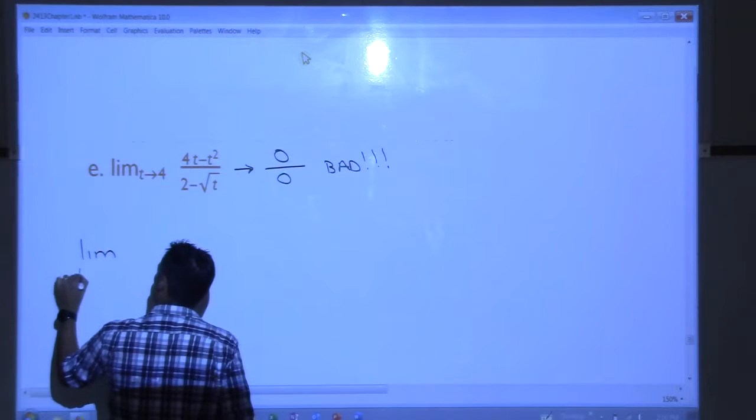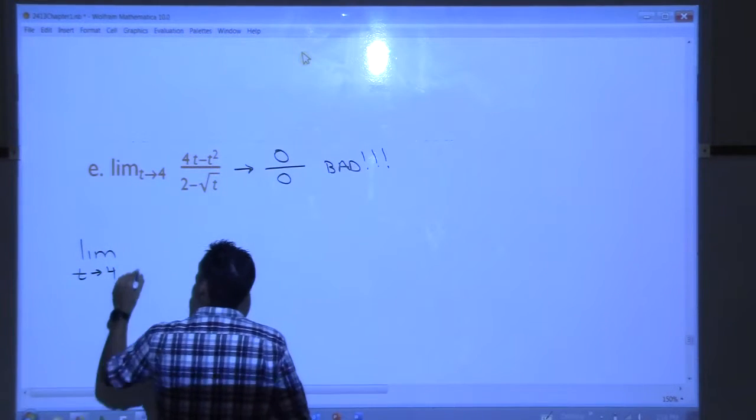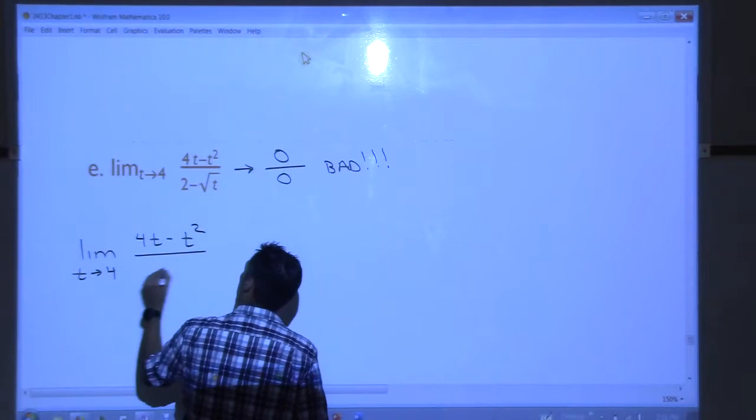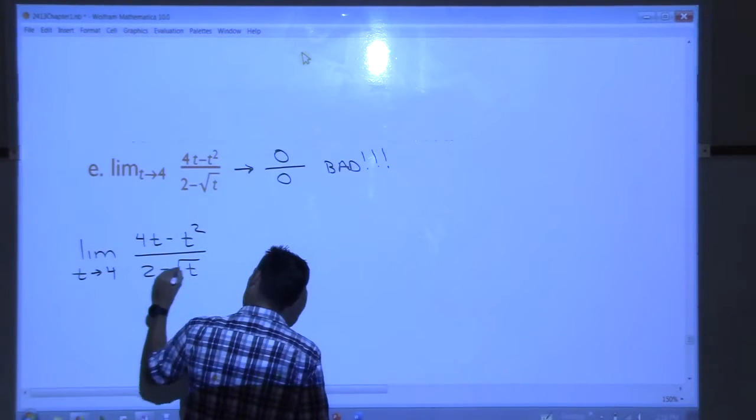Limit t goes to 4 of 4t minus t squared over 2 minus root t.